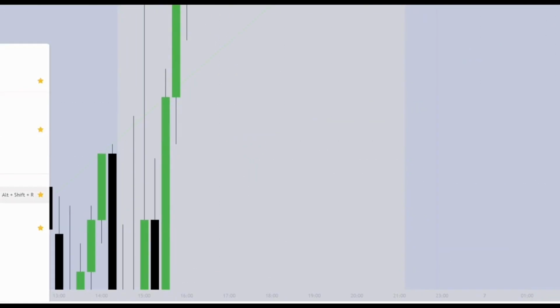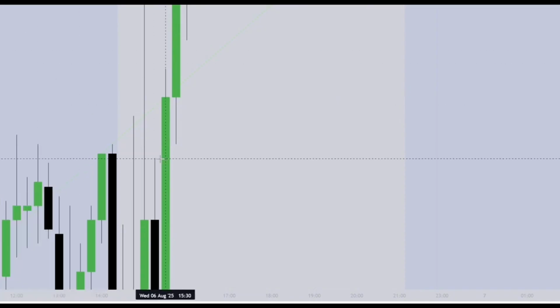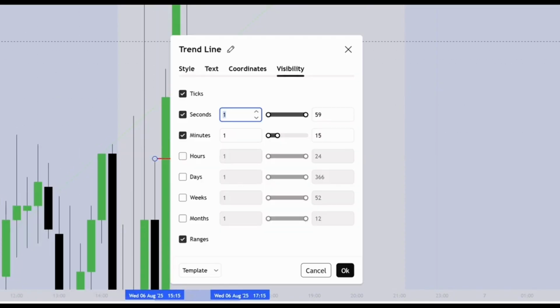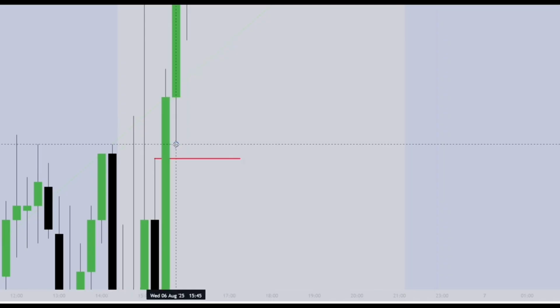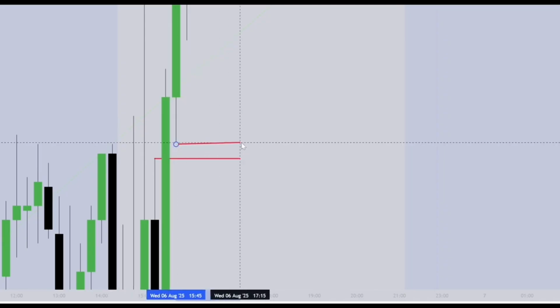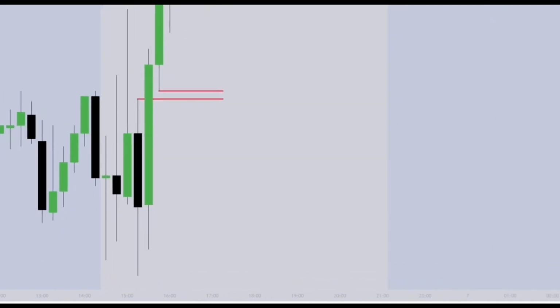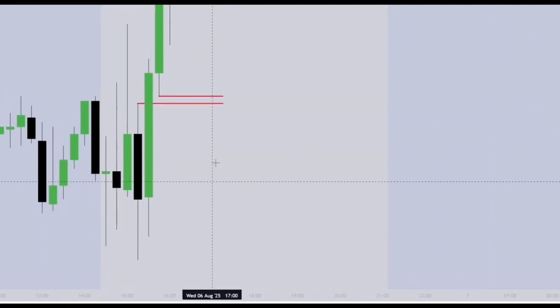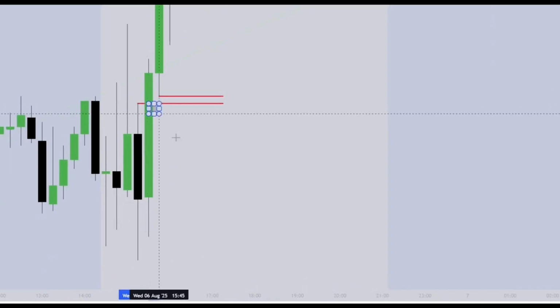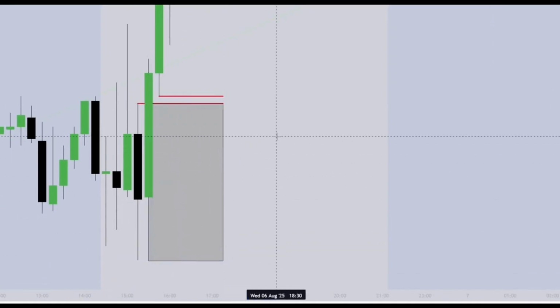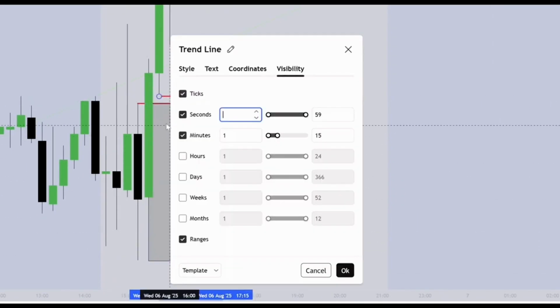The fair value gap in this case is, you can see this wick, and this wick, there's a gap there. If you look in between the red lines, there is a gap. My point of interest is always the last candle before the fair value gap. Always. It is just going to be this candle over here. Boom. I'm going to get rid of the red lines because I don't really like them there.